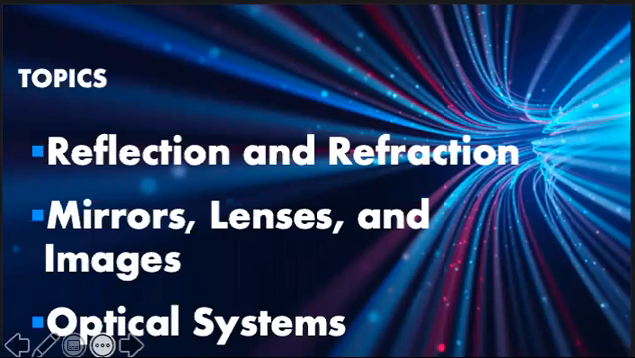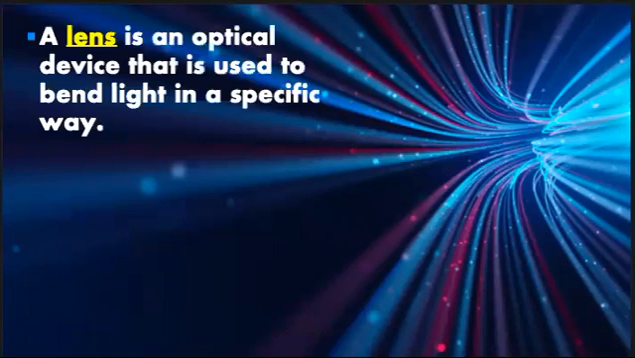Okay, you've learned in the previous grade that light goes through a transparent material and bends depending on the indices of refraction. One of the properties that we're going to talk about when we talk about lenses is refraction. Why? Because a lens is an optical device which is used to bend light in a specific way.